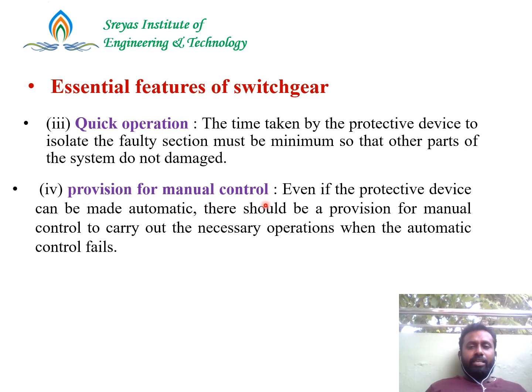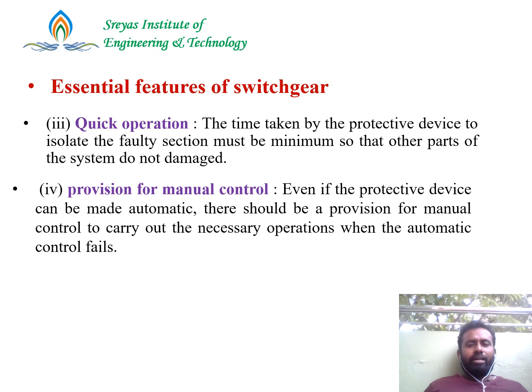Provision for manual control. Even if the protective devices can be made automatic, there should be a provision for manual control to carry out the necessary operations when the automatic control fails. Most of the times these devices are automated. They work automatically. If the voltage crosses this limit or the current crosses this limit, it should automatically isolate or disconnect that system from the rest of the system. And sometimes if that fails, we should also have some equipment to manually isolate it from the healthy sections.